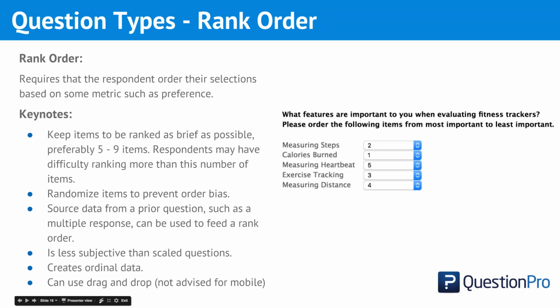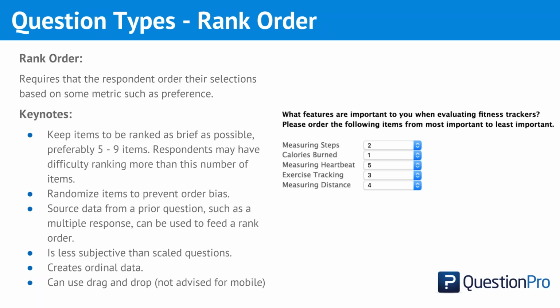Let me talk a little bit about rank order. Rank order is one of these questions that is certainly less subjective because the respondent actually has to sit down and assess what you're asking and either assign a numerical rating and or use drag and drop, if you will, to move the items around. Rank order does require that the respondent order their selections in terms of some metrics such as preference or importance. The usual suspects in terms of list size and randomization do apply.